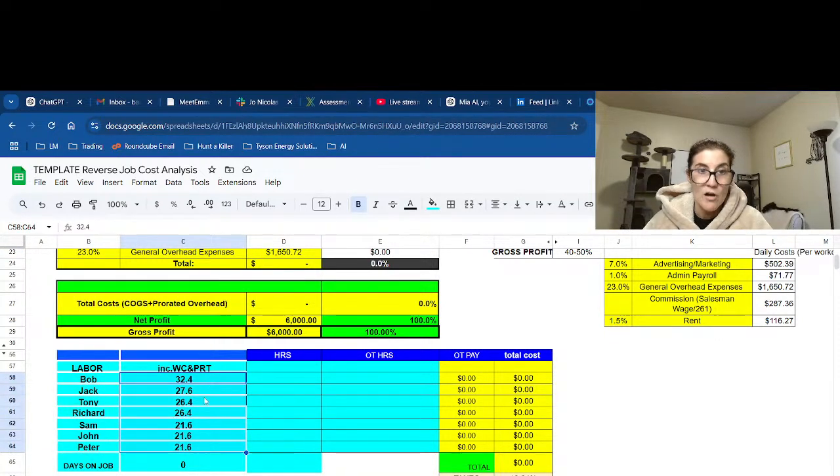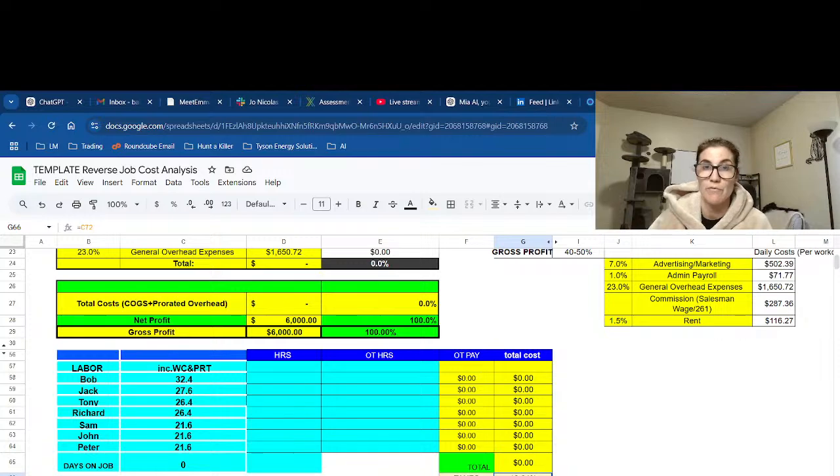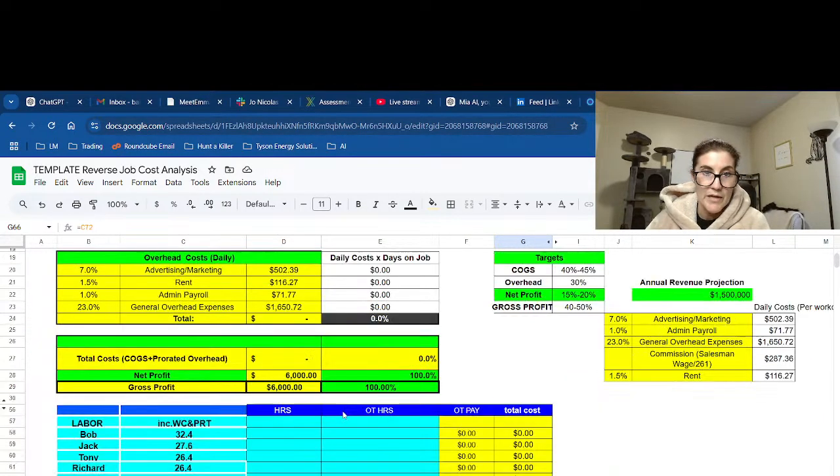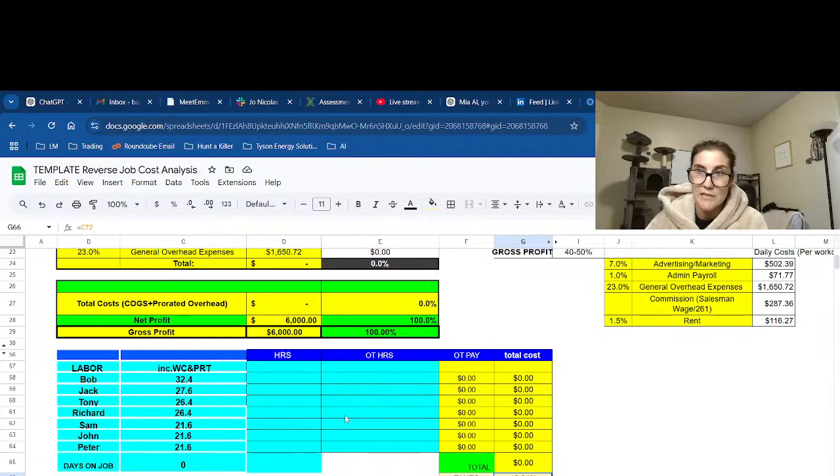All right, so I have all of these sample names over here. This number in this column is their wage plus what you pay for workers' comp and payroll taxes. If you don't know what that number is, you should be able to figure it out based on your QuickBooks. And you can always reach out to your workers' comp provider to give you that number. But for this company, basically the payroll taxes and the workers' comp adds an additional 19% onto whatever the employee's wage is. So for a 1,500 square foot job, they should be able to get through that in 2 days.